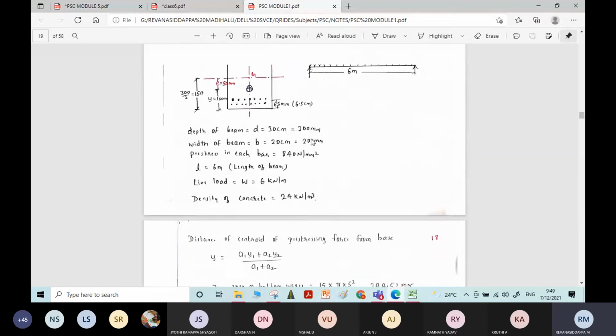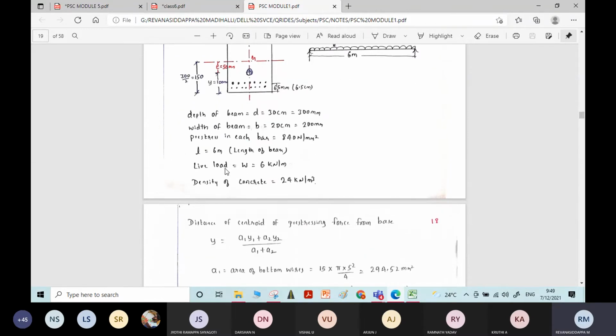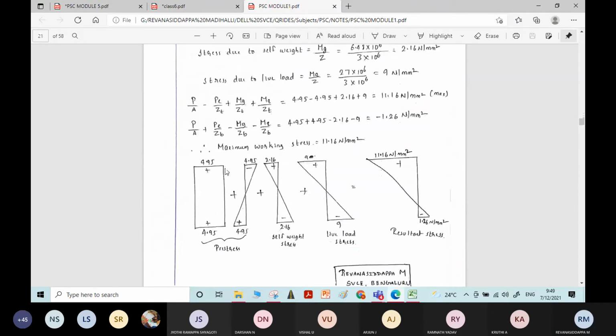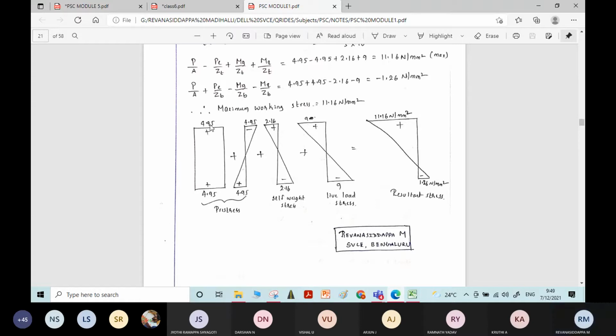Yes, in this problem, the centroid of the pre-stressing force is acting at some eccentricity, that is at 50 mm eccentricity. At this particular eccentricity, if we find the stress due to the pre-stressing force, see this rectangle represents the direct stress P by A, and this diagram represents the bending stress due to the pre-stressing force, P by Z value. If you add these two things, what you will get?